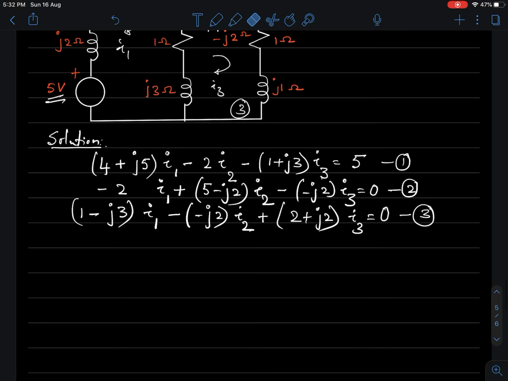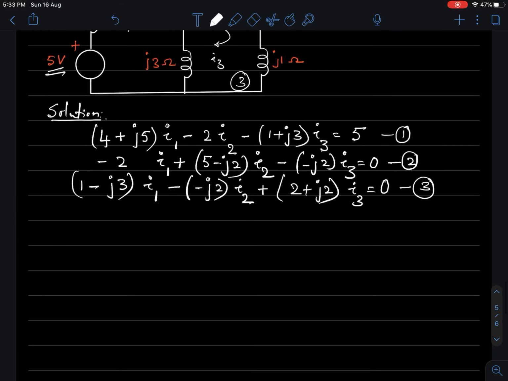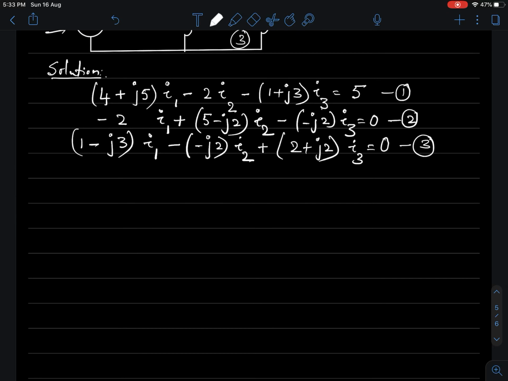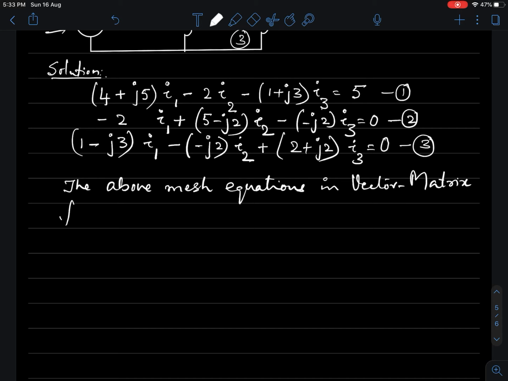Now we will try to put the same equations in what we call vector matrix form. This is another form of representing simultaneous equations. Just for our interest, I will put the above mesh equations in vector matrix form.